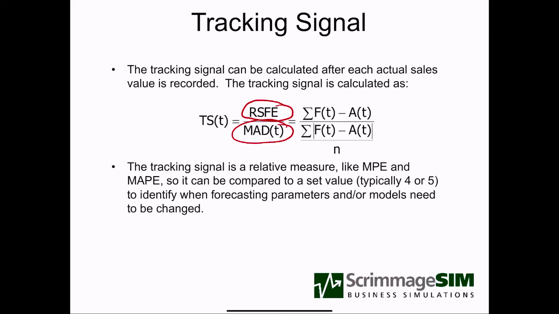And then we're going to compare it to a value of 4 or 5. So if the tracking signal is greater than 4 or 5, or less than -4 or -5, we have a tracking signal value that suggests we should investigate what's occurring.